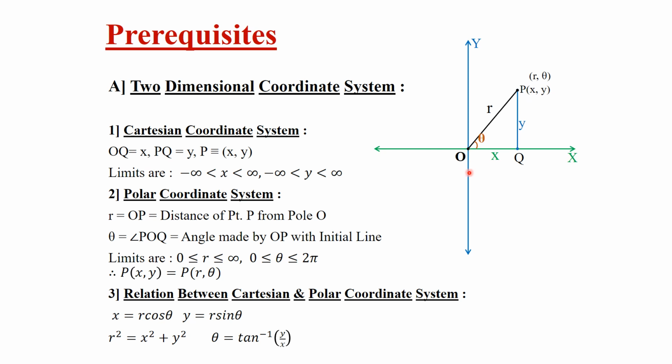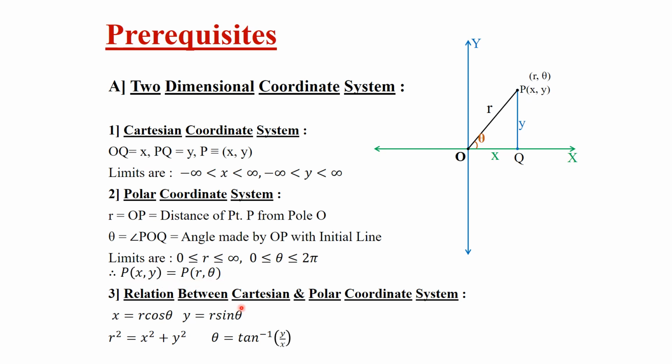So the limits are: r varies from 0 to infinity. This is r equal to 0, and it can be considered to any infinite value. Theta is the angle made with the positive x-axis, and considering a complete rotation, theta varies between 0 and 2 pi. So P of x comma y can be expressed as P of r comma theta.